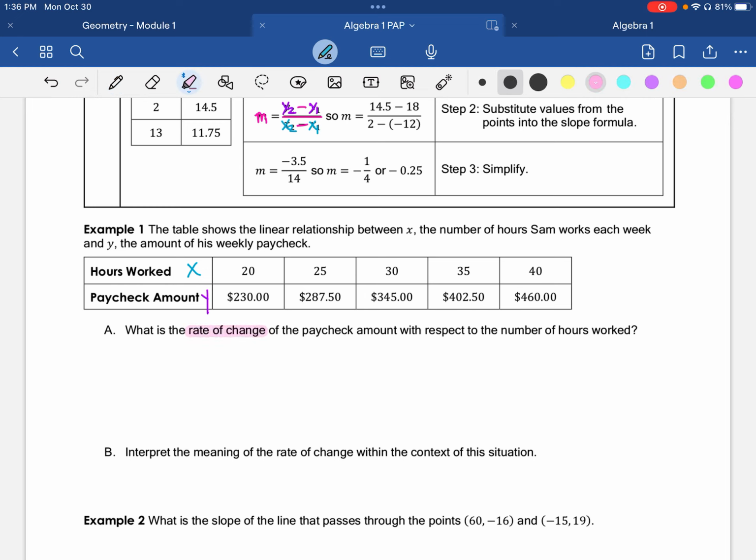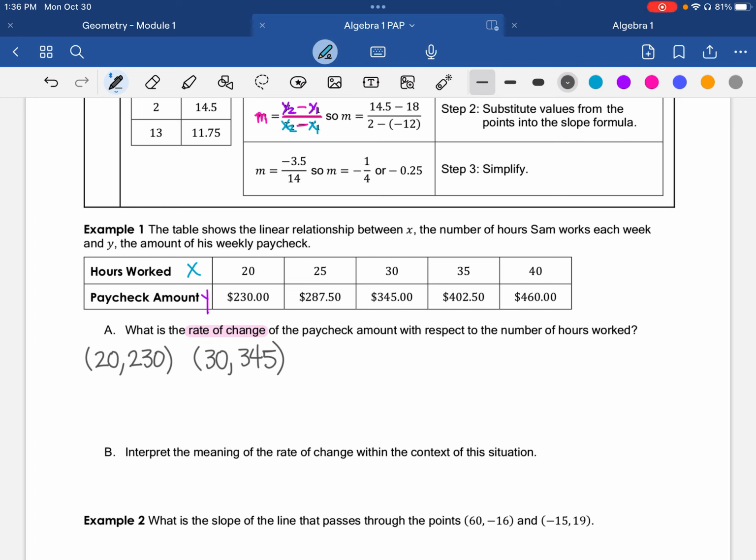The first thing we're going to do here to find the rate of change, because notice they're asking what is the rate of change in his paycheck, is pick 2 points, 2 ordered pairs. I would probably pick the first ordered pair from the table, which is 20, 230. And then I would probably skip the second point and go to the third point. The reason is that the second point, as you can see in the y value, contains a decimal. Although I could still use it, it's just going to be harder for me to do mental math if that's what I'd like to do.